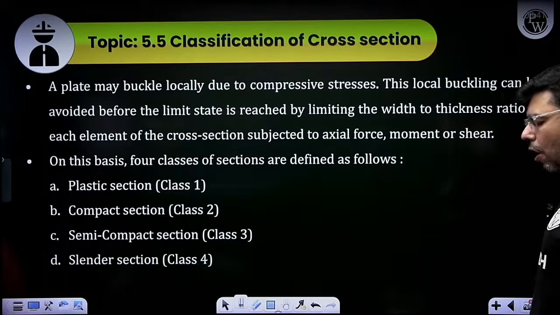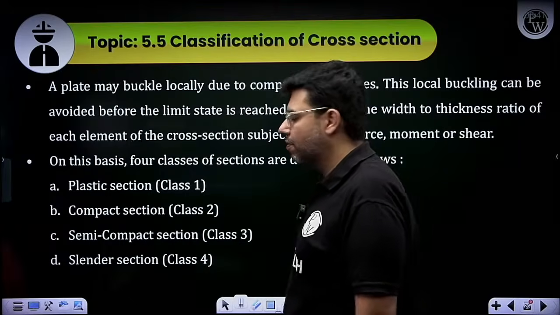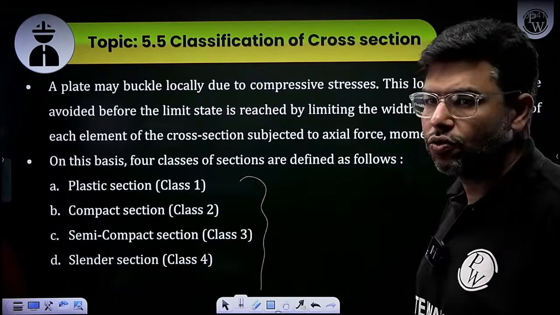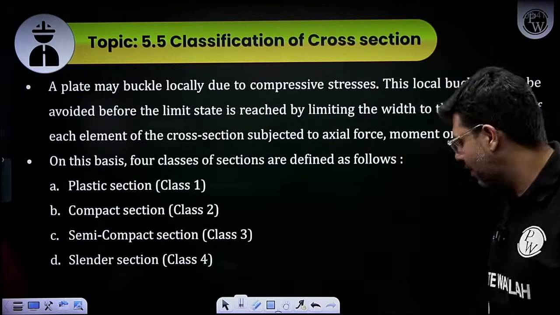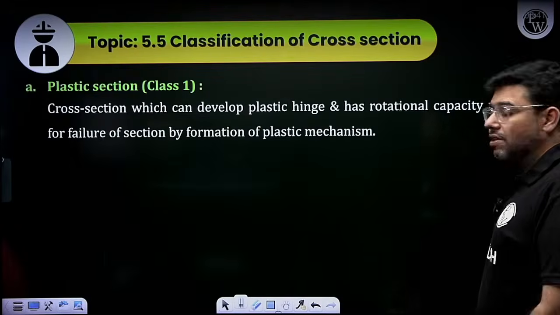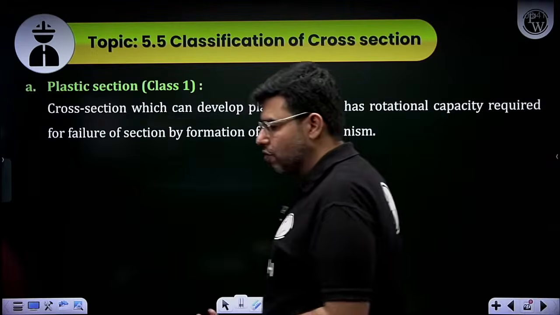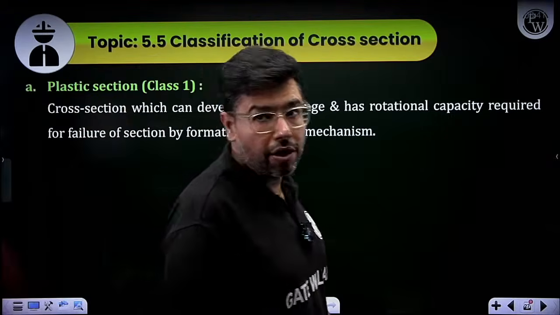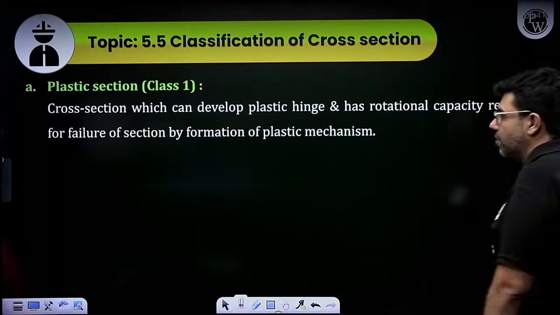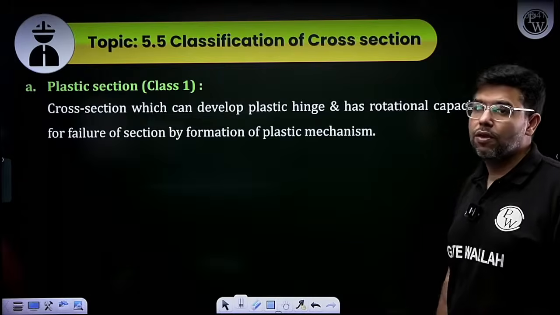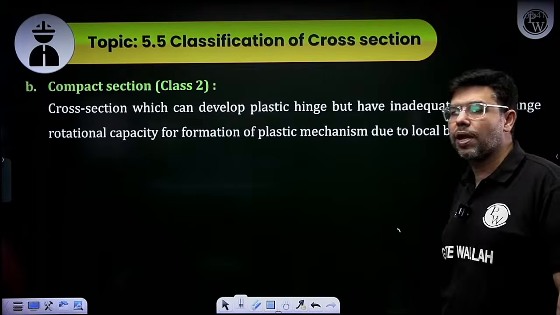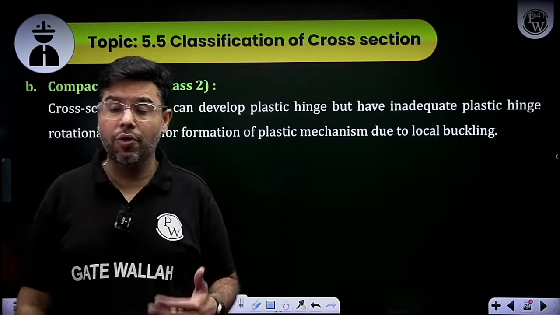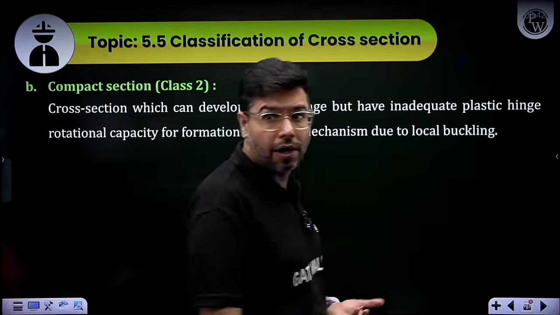So, to account for local buckling, my code has specified 4 classes of section, that is class 1, 2, 3, 4. Class 1 is a plastic section, class 2 is compact, class 3 is semi-compact, and class 4 is slender. A plastic section is the one in which the plastic hinge can form and the collapse mechanism can occur before local buckling. That is the best section; it has full rotational capacity as well as the plastic hinge can develop. In class 2, that is the compact section, plastic hinge can form, but before attaining the rotation required for formation of the collapse mechanism, local buckling will occur.